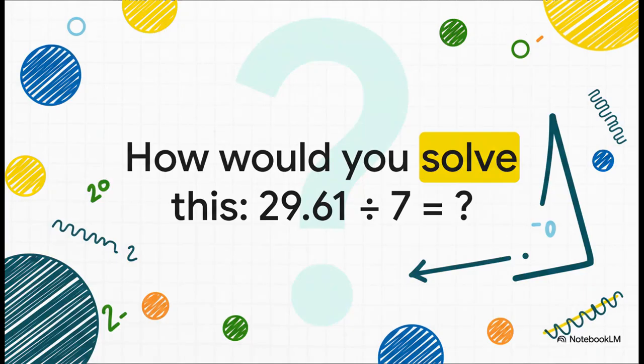Okay, so you see a problem like this. That little decimal point in the middle. It just looks kind of scary, right? It feels like it complicates everything. But what if I told you that little dot is actually the key to making this whole thing super easy?